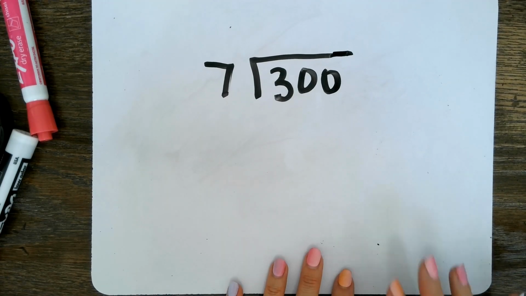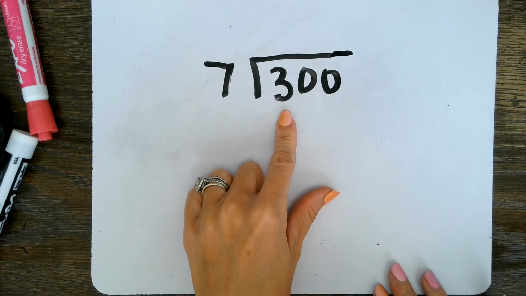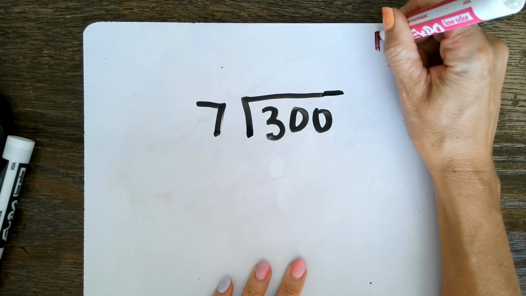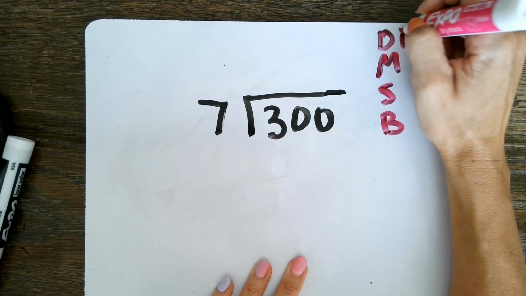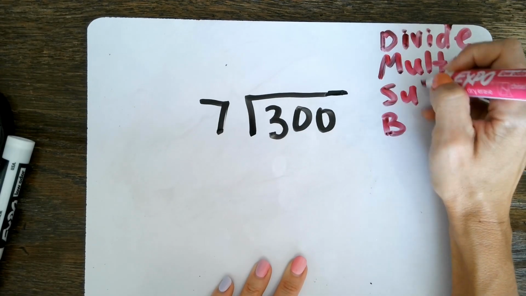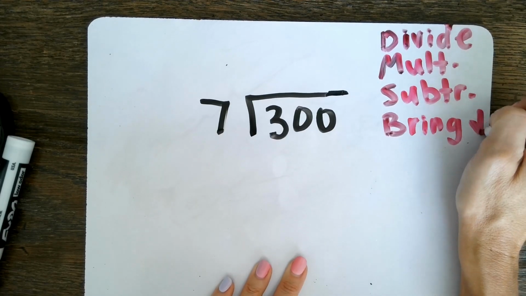All right, let's try one that's a little bit trickier. 300 divided by 7. So we start at the same place. We can put our steps down. Does McDonald's sell burgers? Divide, multiply, subtract, bring down.